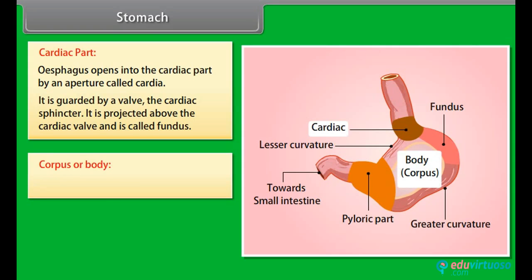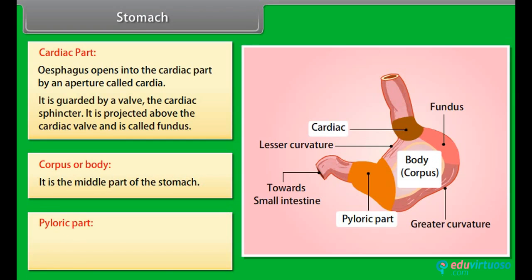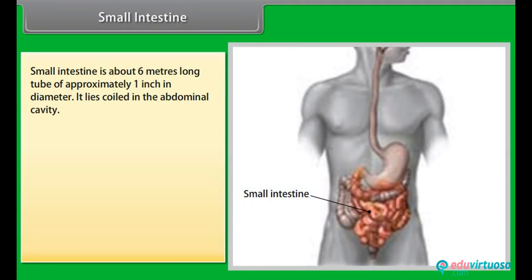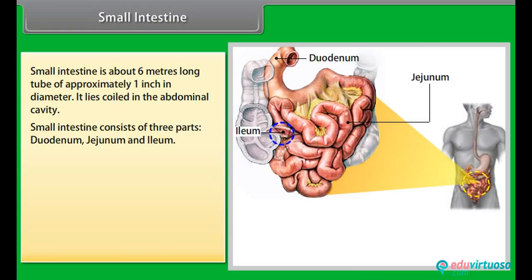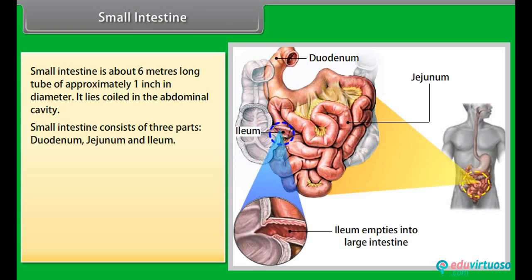Corpus or body. It is the middle part of the stomach. Pyloric part. It is the lower part of the stomach which opens into the small intestine. Small intestine. The small intestine is about 6 meters long, a tube of approximately 1 inch in diameter. It lies coiled in the abdominal cavity. The small intestine consists of 3 parts: duodenum, jejunum and ileum.